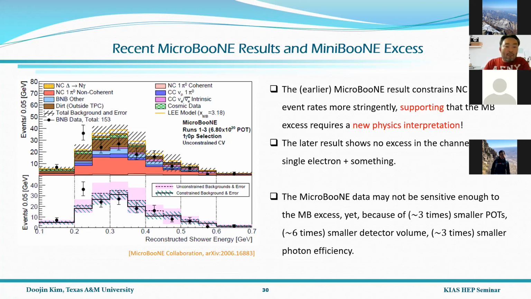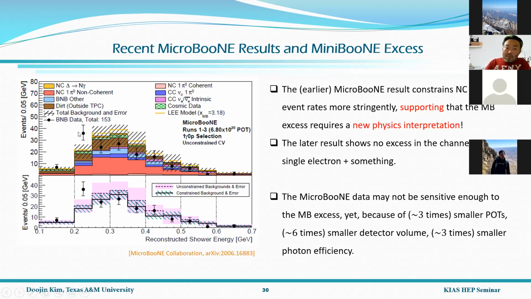So I would say the MiniBooNE excess could be given by non-single electron events mimicking the single electron-like signature. So our model is not in the category of the single electron. Of course, the photon channel analysis would be a constraint, but the MicroBooNE data might not be sensitive enough to the excess because of a smaller exposure, smaller detector volume, and smaller photon efficiency.